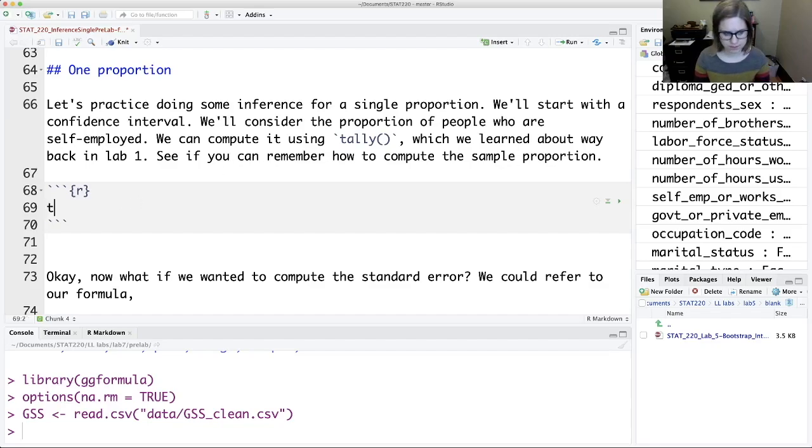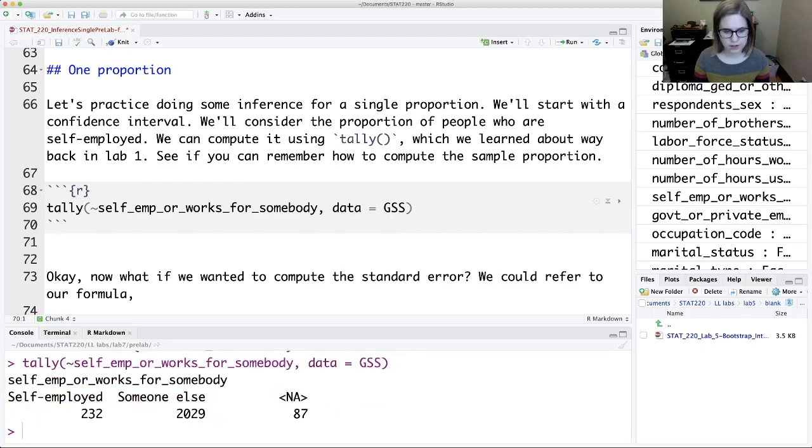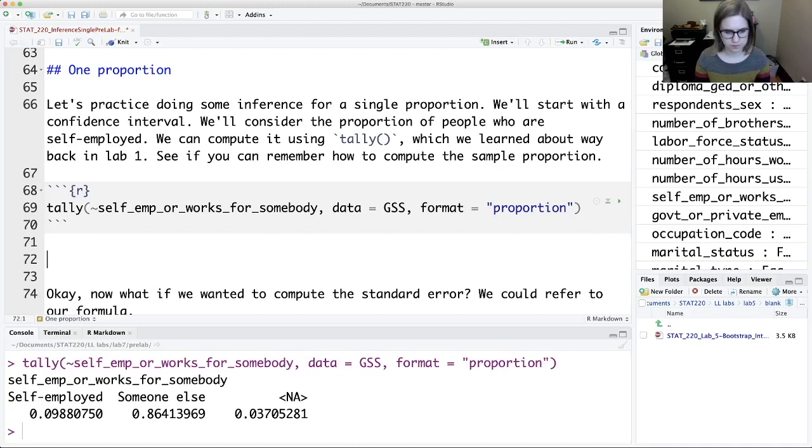And now I'm going to do it. So I'm going to tally, and I'm going to put a tilde because I just have one variable, and then it's self, emp, or works for somebody, comma, and then data equals GSS. If I control enter, I get it in terms of the absolute numbers, but I actually want proportion. So I'm going to say format equals proportion. And now it gives me the proportions. So about 10% of people are self-employed.